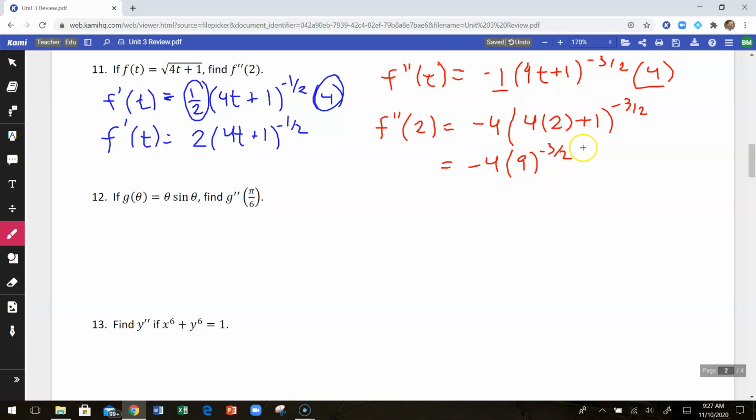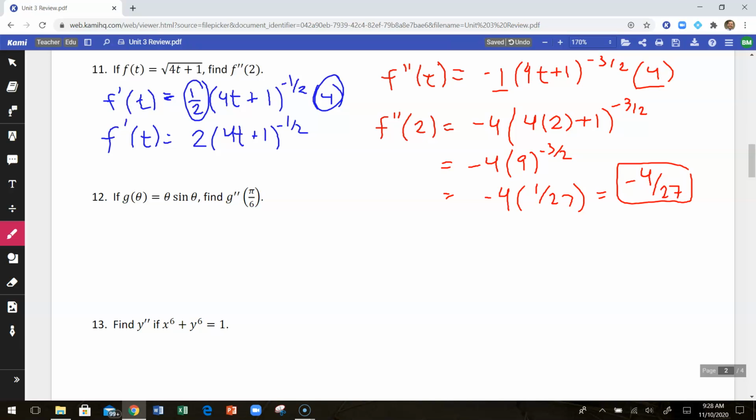So evaluating a negative rational exponent here, the way I would do it is, remember this is power over root, and then the negative is going to mean reciprocal. So I'm going to do the root first. So the square root of 9 is 3. 3 to the 3rd power is going to be 27. And then negative would mean 1 over 27. So what I'm going to end up with is negative 4 times 1 over 27, which is going to give me negative 4/27.